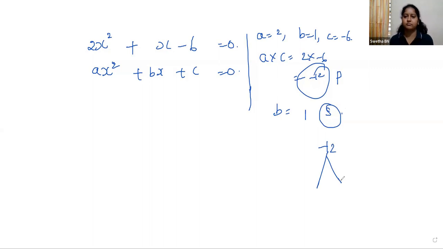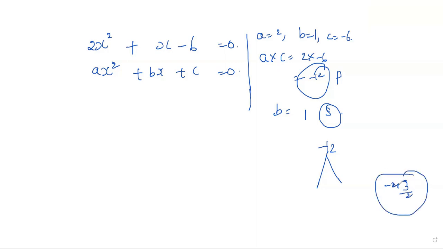See which are the two numbers. Ma'am, the answer is minus 2 and 3 by 2. Minus 2 and 3 by 2, na? Okay. I will check it. What about Shreya? Okay, do and tell me the answer. Ma'am, it is minus 2 and 3 by 2. You got it. Very good.